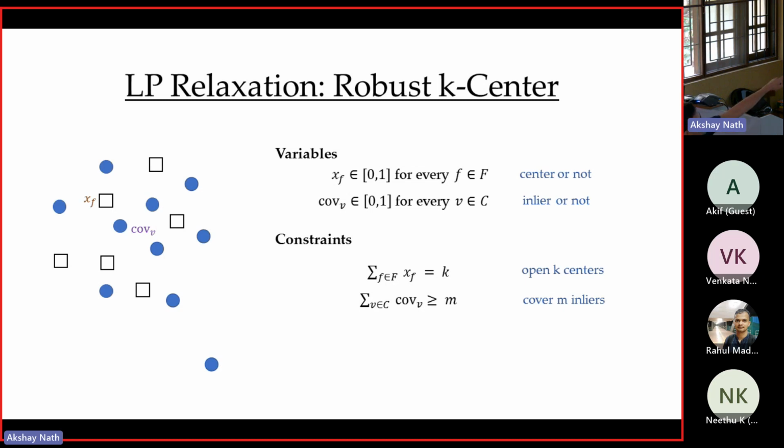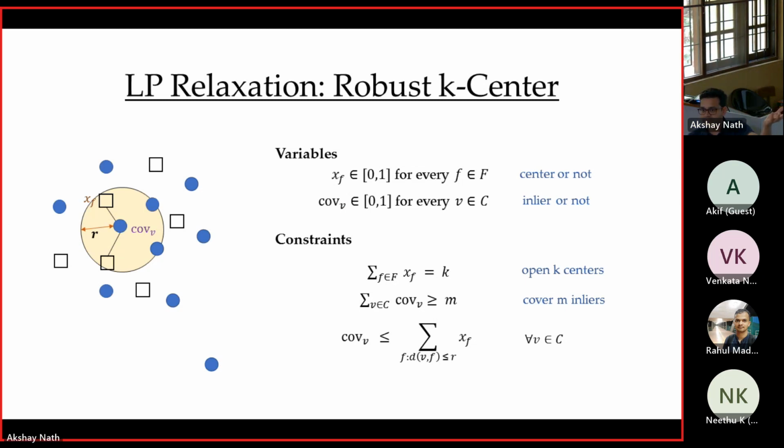It basically says, if I take a client which has some coverage, where is this coverage coming from? Its coverage is coming from because I've opened a facility within distance r from it. So if I look at a ball of radius r around that vertex V, and I look at all the facilities that are in there, one of them must be open. So if the coverage of V is 1, one of these must be 1. I don't know which one. So I'm going to add up all the x in this yellow ball. So that's that summation there. Summation of x_f over all f's in this yellow ball. And that summation should be at least the coverage.